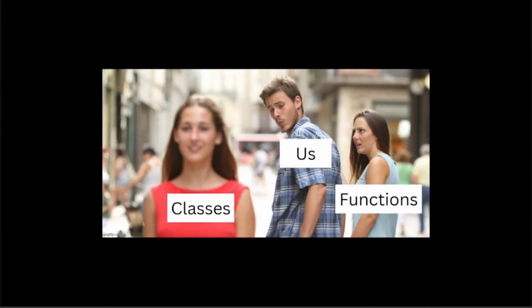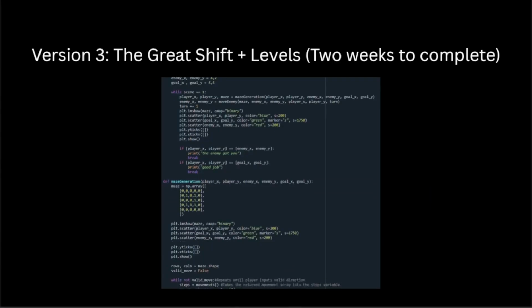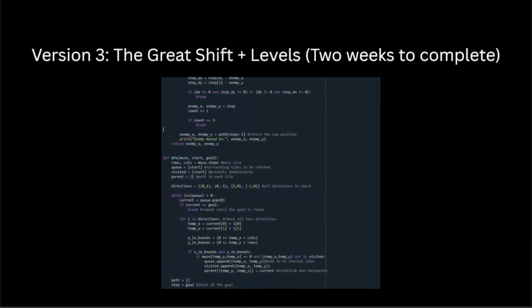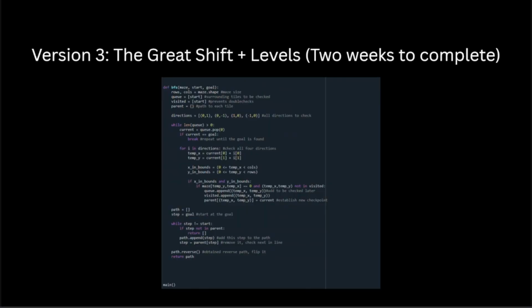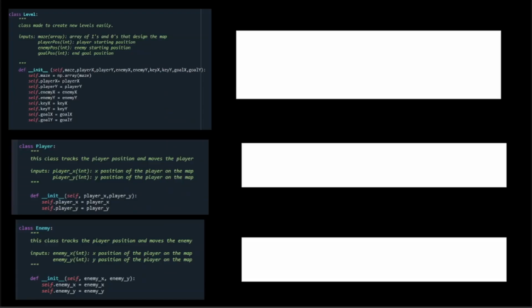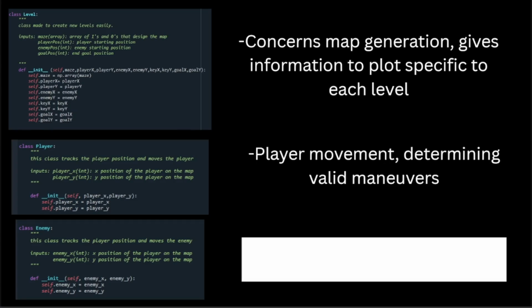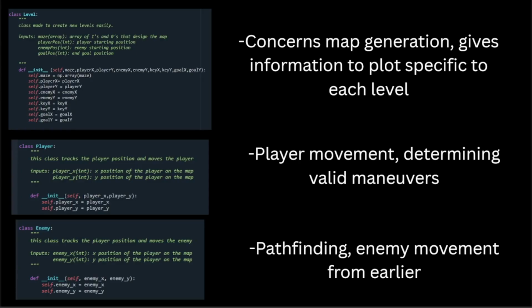Now, it was around this point where we introduced the object-oriented programming in one of our ENCMP lectures, and after some discussion, we decided to incorporate classes and objects into our program. So, in our third version of the program, we changed this block of code, which is all one level mind you, to these 3 integral classes. First, the level class, which focuses on map generation and plotting each point. Then, the player class, which focuses on moving the player. Finally, the enemy class, which focuses on pathfinding and enemy movement from earlier.